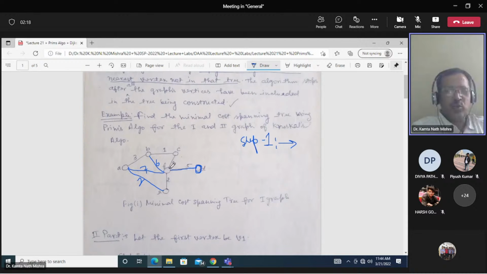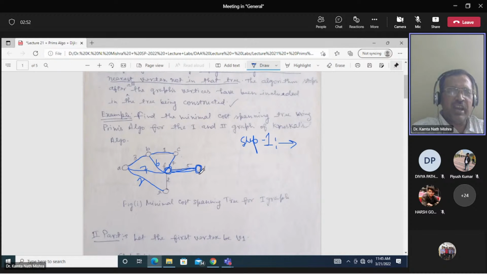Now you have arrived here. Two cities you have covered: one is city D and the other is city F. Everywhere a single blue line represents the graph, and a double or triple blue line represents the selected edge. So D to F you have selected. Now what should we select?